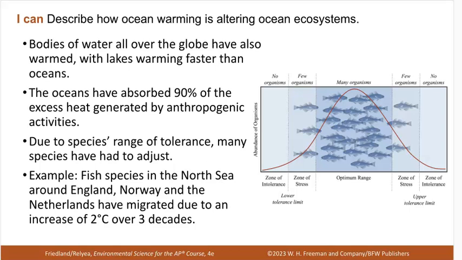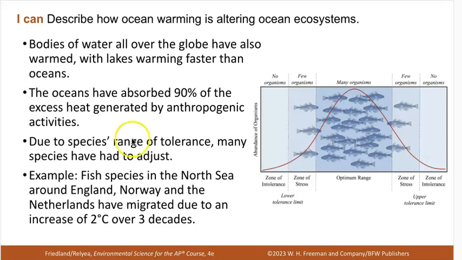So bodies of water from lakes to oceans have warmed due to climate change, and lakes, of course, faster, they're shallower. The oceans have absorbed, we estimate, about 90% of the excess heat generated by anthropogenic activities. So actually our land and where we live would be a lot hotter, except the oceans have absorbed most of that heat. Thank you, oceans.